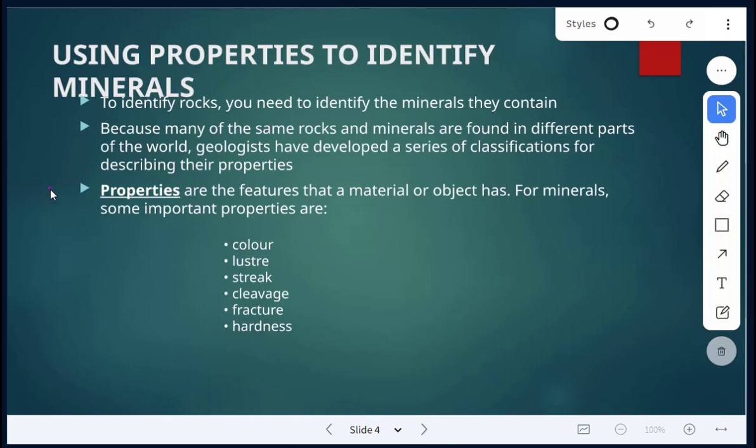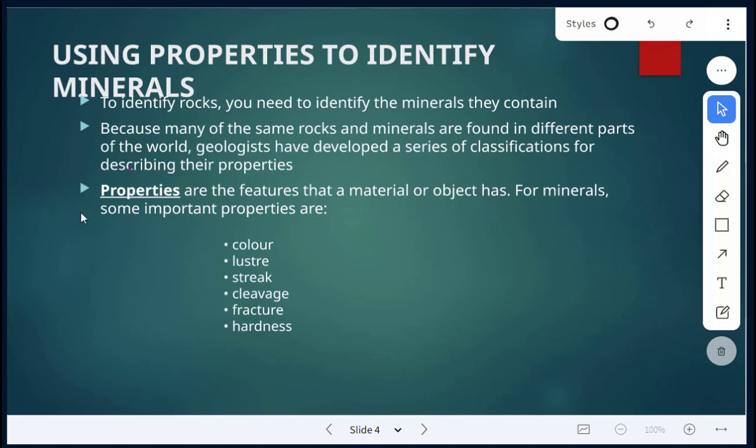So we can use properties to identify different minerals. To identify rocks, you first have to be able to identify the minerals that they contain. Because many of the same rocks and minerals are found in different parts of the world, geologists have developed a series of classifications for describing their properties. The properties include color, luster, streak, cleavage, fracture, and hardness.